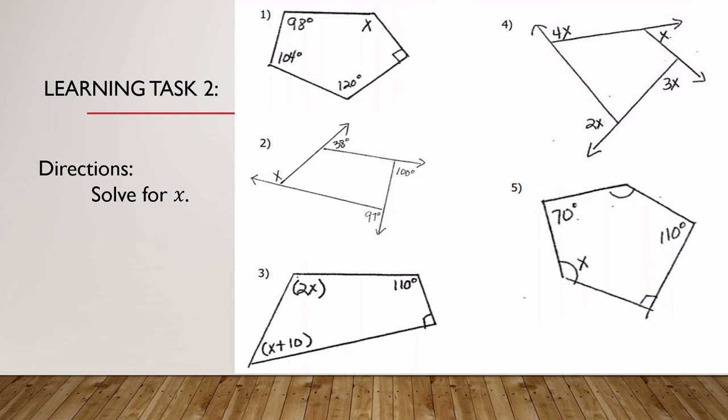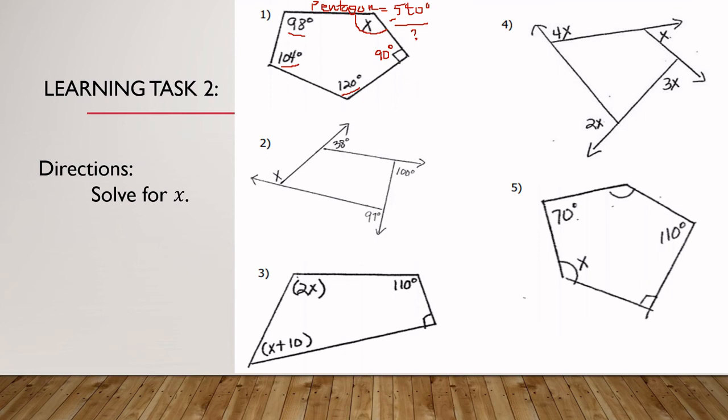Now, it's time for you to answer learning task 2, wherein you're going to solve for x. So, let's say, for example, in number 1, solve for x. So, this is a pentagon. And the sum of the interior angles of a pentagon is 540 degrees. Okay? So, ibig sabihin, i-add mo lang yung 98 degrees plus 104 degrees plus 120 degrees plus 90 degrees. Ang total nun, ima-minus mo sa 540 and that will be the value of x.